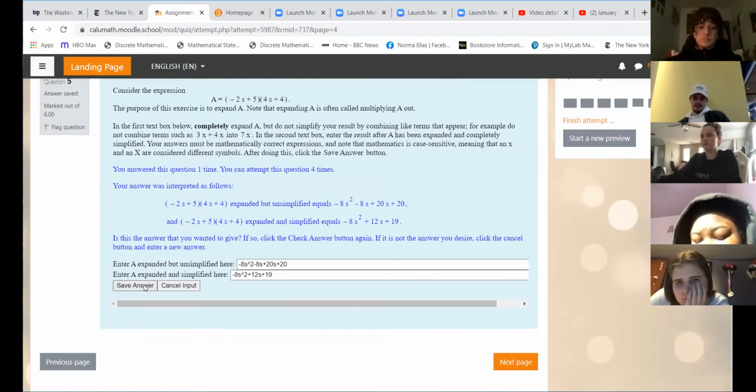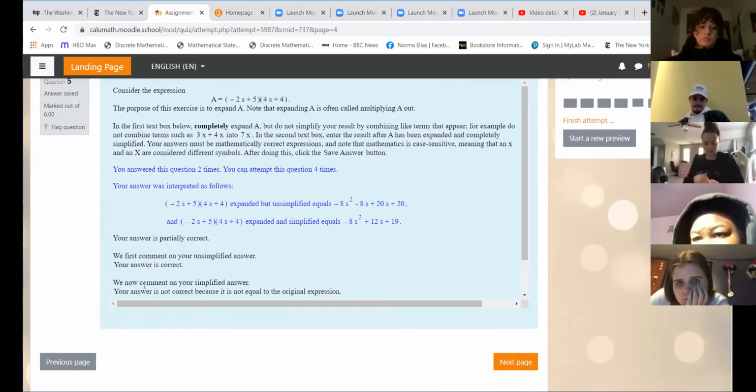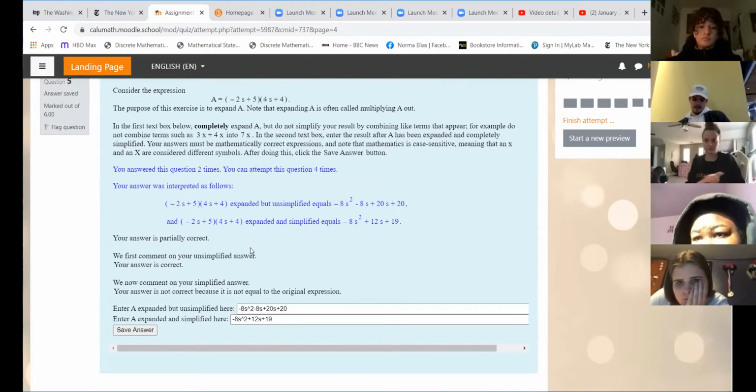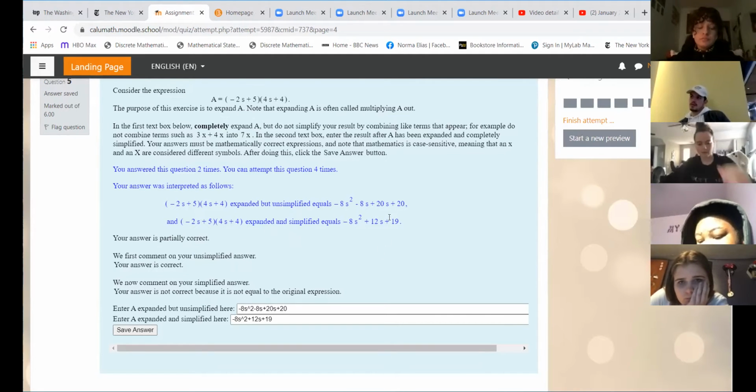If I'm satisfied, I save my answer again. Now I go back and see what feedback it gives me. It tells me your answer is partially correct. Why? First comment, the unsimplified one is correct. So now at least I know that part of it is fine. But the second one, it tells me it's not equal to the original expression. So now I know that I still have a mistake.